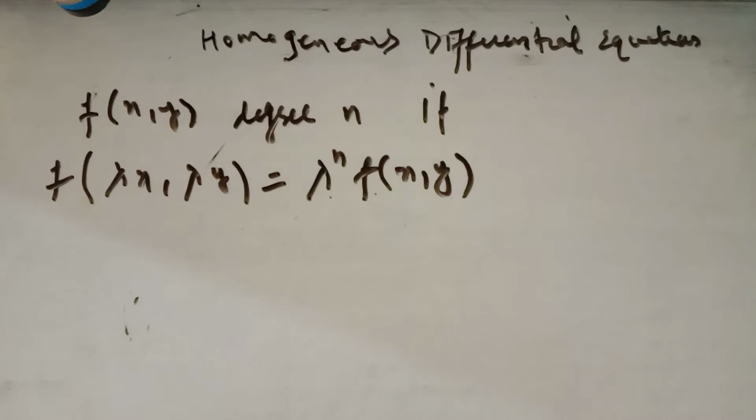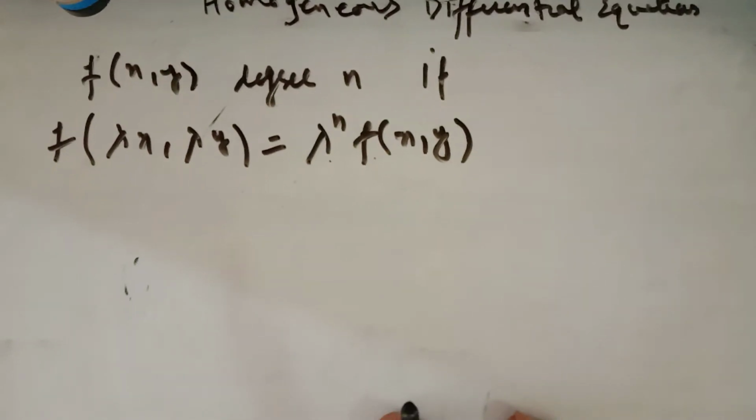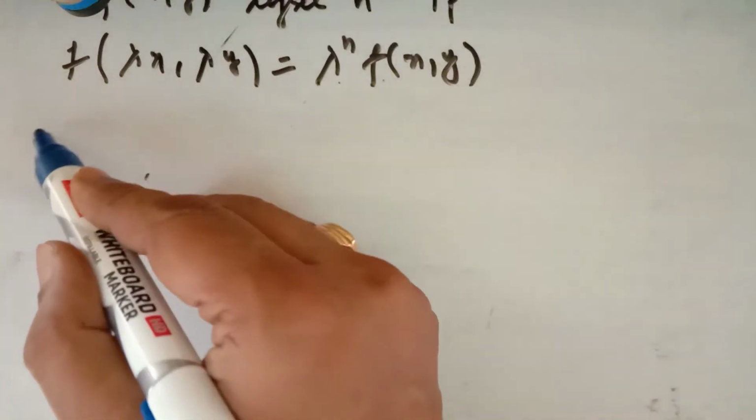Or in simple language, if the degree of each term in the differential equation is the same, then the differential equation is said to be homogeneous. Let us take an example.